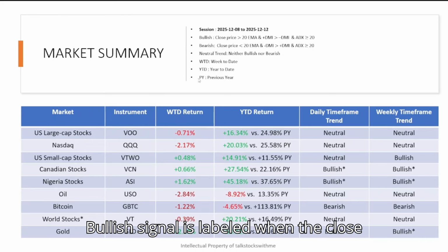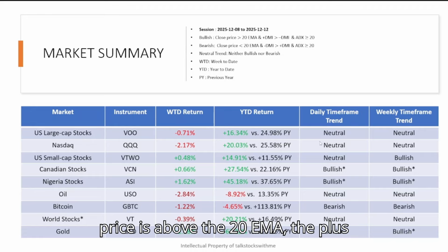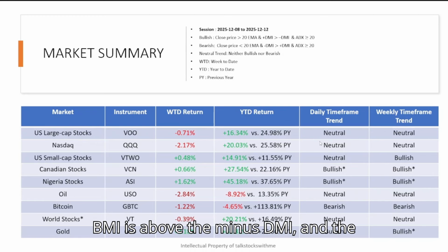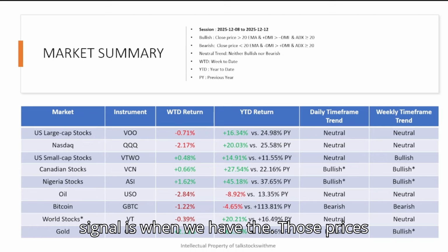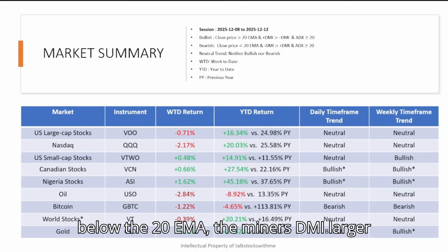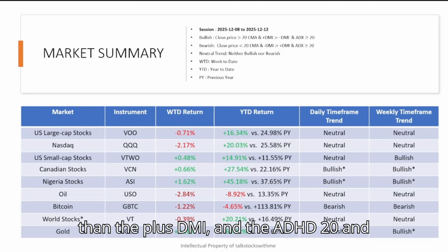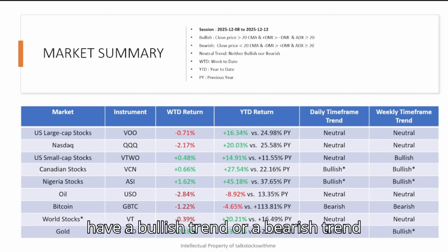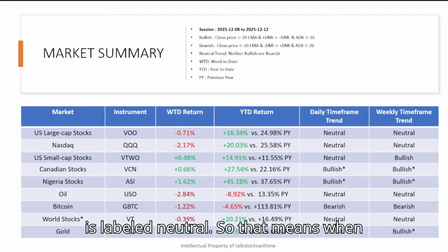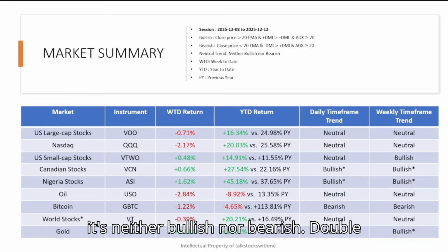A bullish signal is labeled when the close price is above the 20 EMA, the plus DMI is above the minus DMI, and the ADX is at 20 or above. A bearish signal is when we have the close price below the 20 EMA, the minus DMI larger than the plus DMI, and the ADX 20 and above. When we cannot infer whether we have a bullish trend or a bearish trend, it is labeled neutral. So that means when it's neither bullish nor bearish.